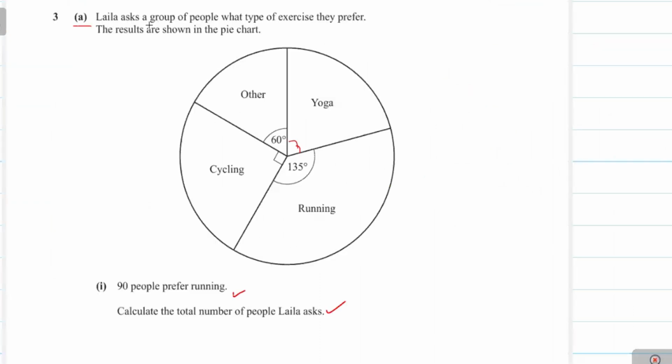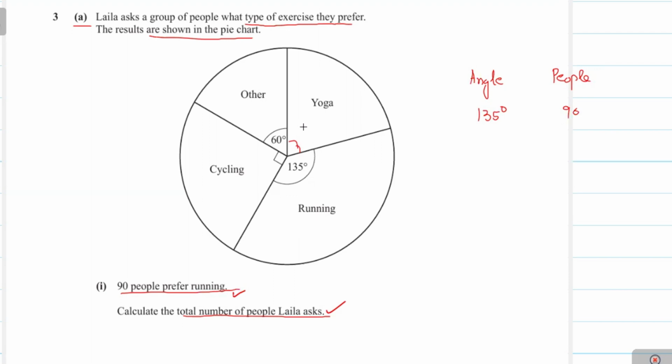Question number 3, part A. Leila asked a group of people what type of exercise they prefer. The results are shown in the pie chart. 90 people prefer running. Calculate the total number of people Leila asked. You see here the number of people running is 90 and the angle is 135. We write here the angle and the number of people. Now when the angle is 135 degrees, the number of people is 90.